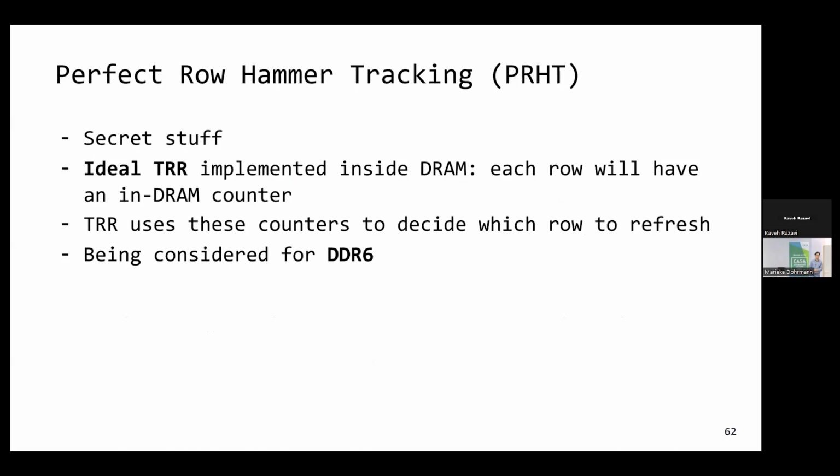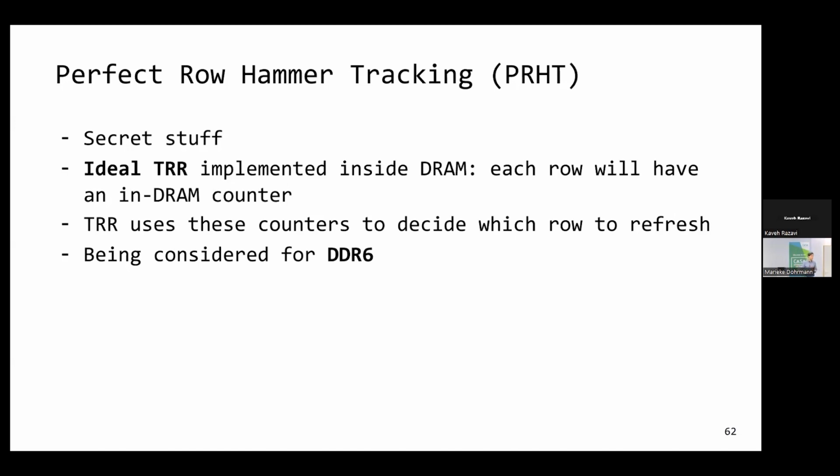So the idea would be to implement TRR ideal inside the DRAM device, where every row would get a counter, but the counter is going to be inside DRAM, right? Which means that it's cheap because DRAM for storage is not expensive. Before, all these counters that I showed you were supposed to be SRAM based counters. So this is going to be cheaper. And then the idea would be that TRR uses these counters to decide which rows to refresh.